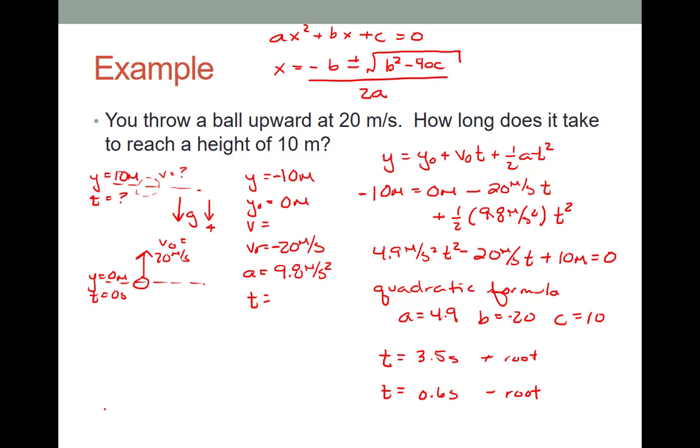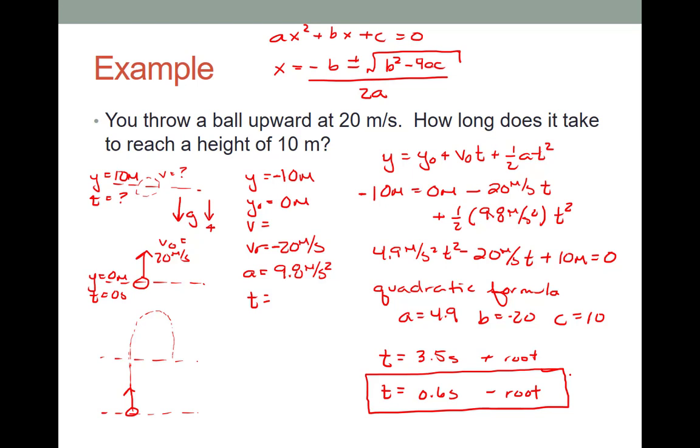So what is happening here? Well, we're starting at the bottom. We're moving upward. Here's our 10 meter mark. At 0.6 seconds, we've passed the 10 meter mark, moving upward. And then 3.5 seconds after the initial toss upward, we pass the 10 meter mark coming back down. So technically, both are correct, but I think we can argue that the first time is the best time, so the answer should be 0.6 seconds. This concludes this part of Unit 3.